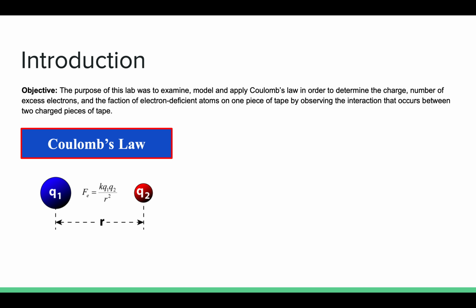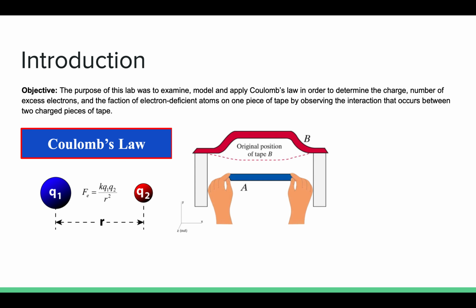Introduction. Coulomb's law states that the electric force between two charged objects is directly proportional to the charge of the objects and inversely proportional to the distance squared between the two objects. The electric force between two objects is a non-contact force which acts over a separation of distance. In this lab, we will examine, model, and apply Coulomb's law in order to determine the charge, number of excess electrons, and fraction of electron-deficient atoms on one piece of tape.